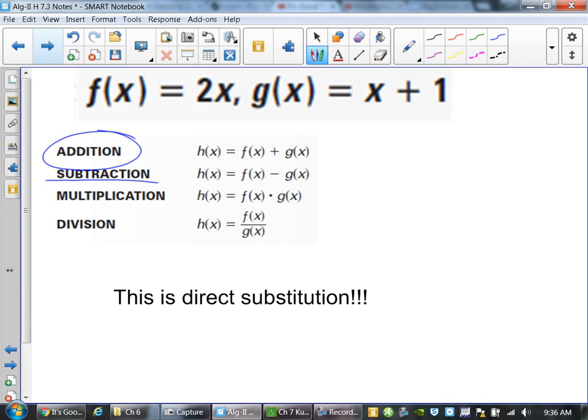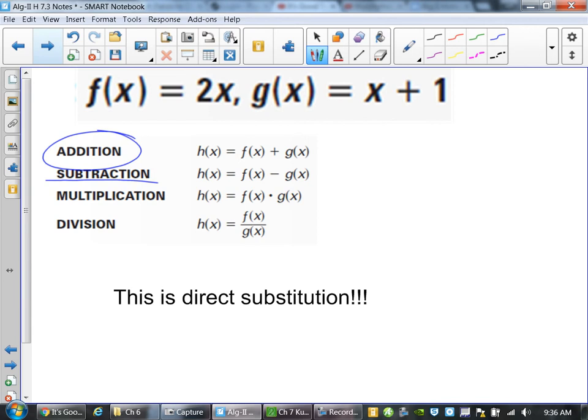Basically, this means it is direct substitution. If it asks you to add two functions together, that's where they get this f of x, g of x. F of x is function of x. G of x is a function of x. Things like that. Yeah, it's just called function notation. It's really all it is.